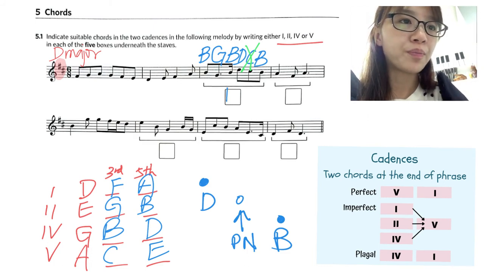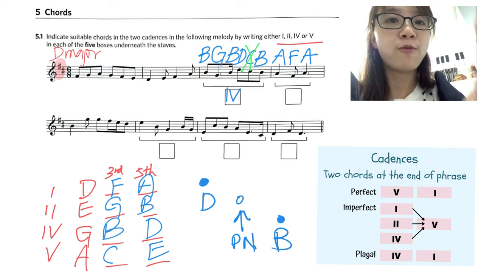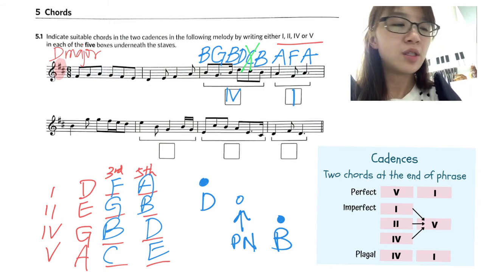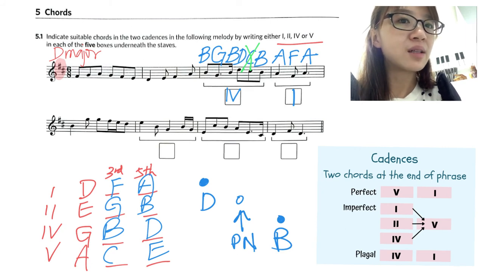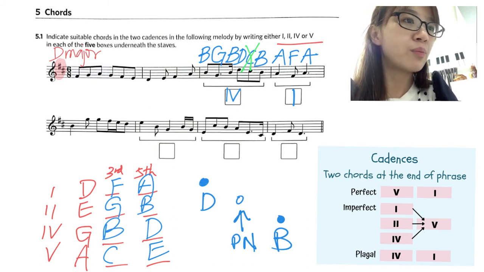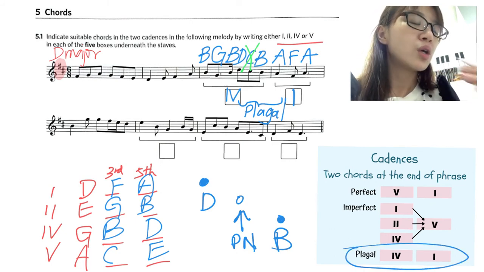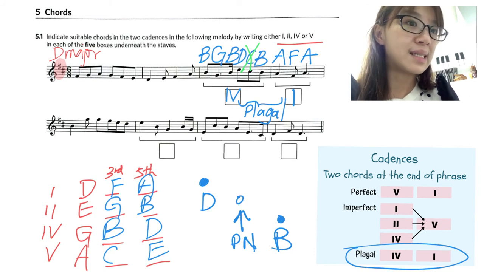Write down chord 4. Next one, you have A, F, A. Yes, F and A is chord 1. You use chord 1 for this. So 4-1 gives you a plagal cadence. Because we need to find the suitable chords in 2 cadences. Make sure your answer will form a cadence. You are not required to write down the cadence, but the cadence could help you to check the answer. So make sure your answer is from this list. So 4-1 is plagal.